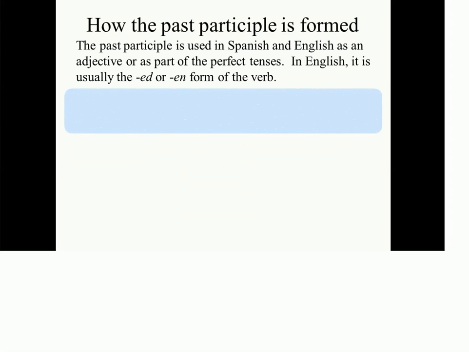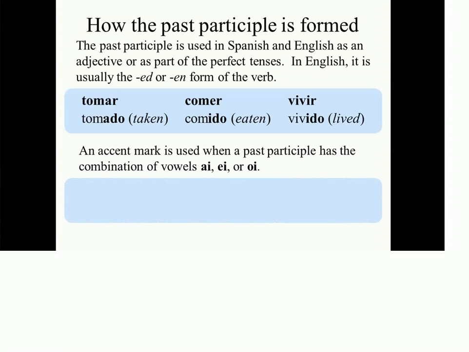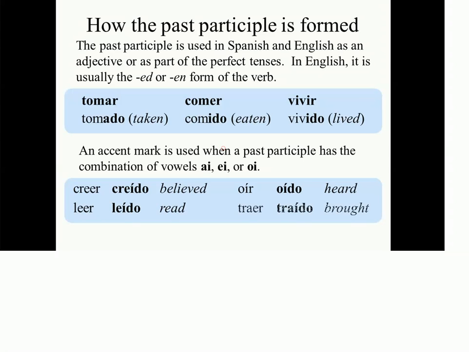The past participle is used in Spanish and English as an adjective or as part of the perfect tenses. In English, it is usually the ed or en form of the verb. Tomar, tomado. Comer, comido. Vivir, vivido. An accent mark is used when a past participle has a combination of vowels i, a, or o, i. Creer, creído. Leer, leído. Oír, oído.